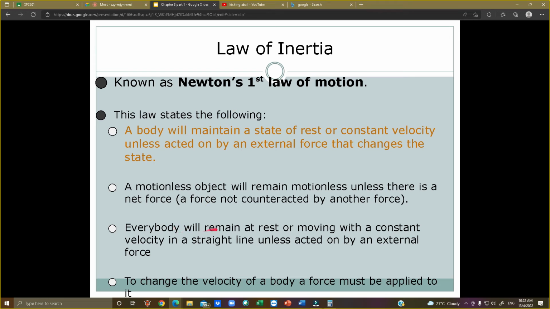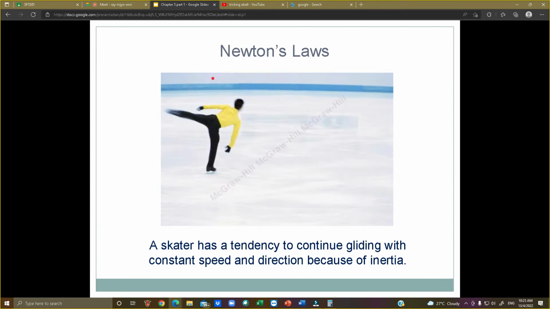Okay, so everybody will remain at rest or moving with a constant velocity in a straight line unless ada external force. To change the velocity of a body, force must be applied. Okay, so kawan dia, after we have discussed the first law, kawan dia is the second law.